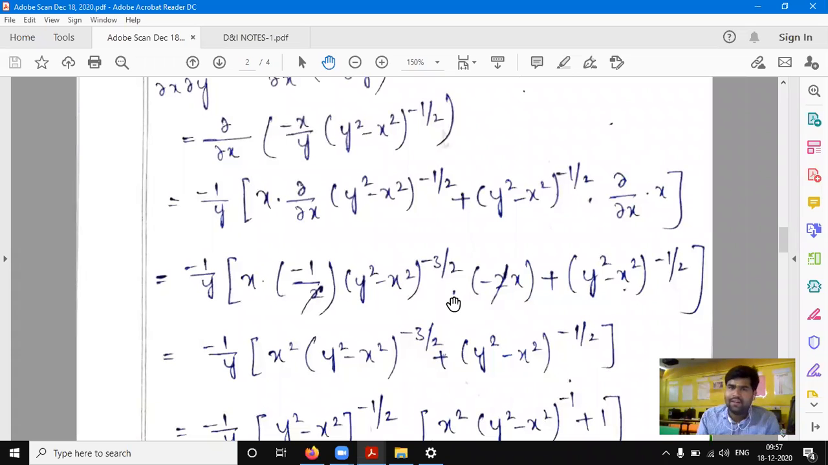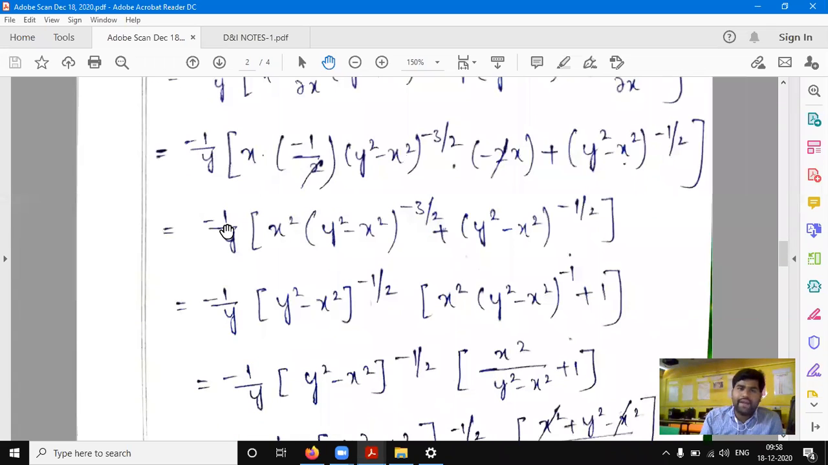So same like yesterday's problem. Again differentiate this term. So then what happened? Here y square is constant, and minus x square differentiation is minus 2x, so this is constant, y square minus x square all to the power of minus 1 by 2. The derivative of x is 1. Partial differentiation of x with respect to x is 1, so we have not written anything here.